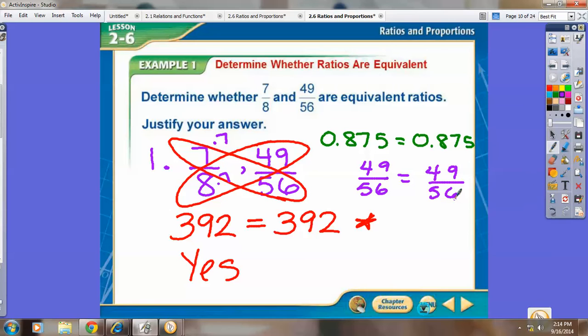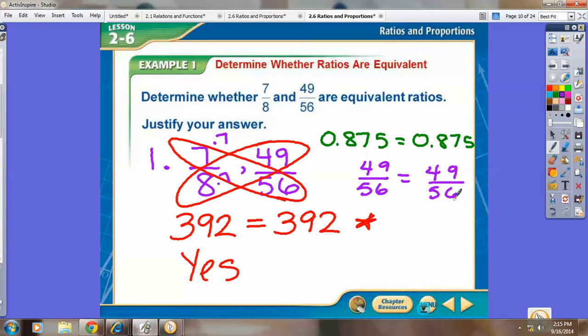Any one of these 3 methods will be sufficient for me. There's 2 things I need. Number 1 is justification. Show me that they are equivalent. And number 2, I need you to state, yes, they are, or no, they're not. That lets me know that you know how to decide if they're equivalent, and that yes or no, that they are equivalent.